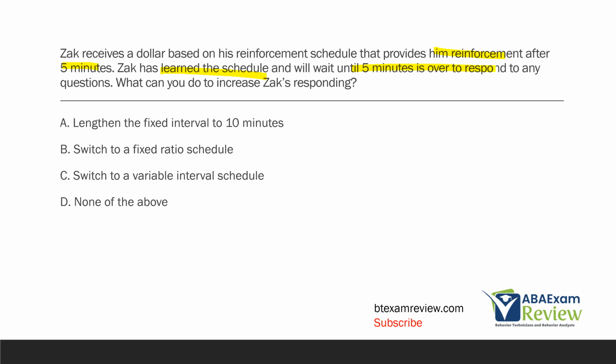Well, on a fixed schedule, the requirement is never changing. So what Zach has learned is I don't have to do anything until 5 minutes is over, because even if I start to respond prior to 5 minutes being over, I'm not getting reinforced until time is up. So instead, I'll just wait until 5 minutes is over, I'll respond once, and I'll get my reinforcement. That's a problem, because now Zach is only responding once every 5 minutes. That's an issue. So we need to change something.